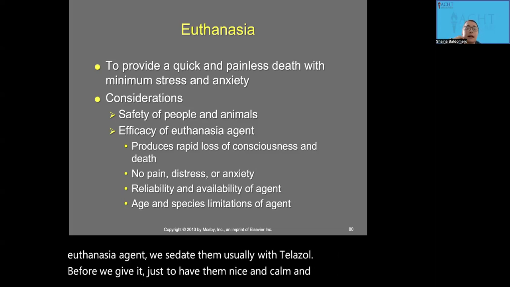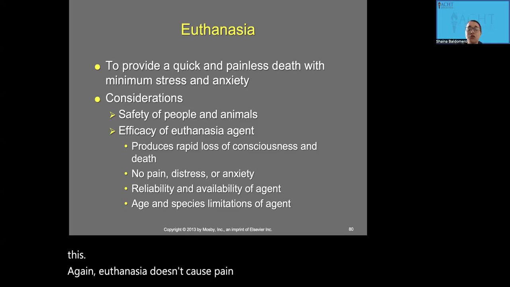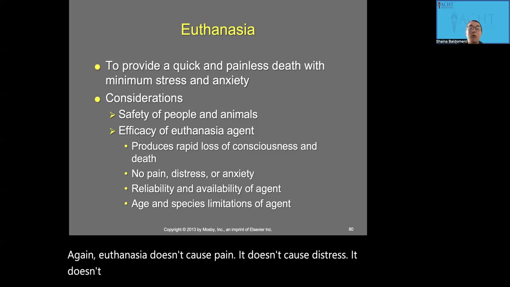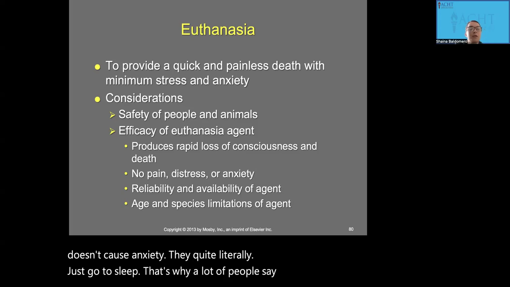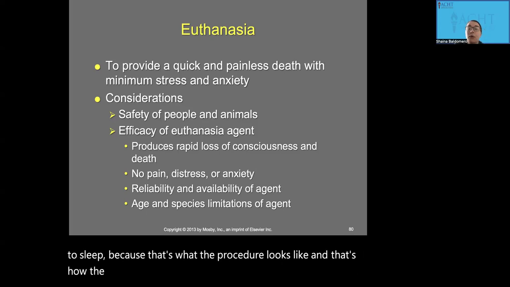And again, euthanasia doesn't cause pain. It doesn't cause distress. It doesn't cause anxiety. They quite literally just go to sleep. That's why a lot of people say, putting the animal to sleep, because that's what the procedure looks like, and that's how the animal will feel. They're not going to feel pain.